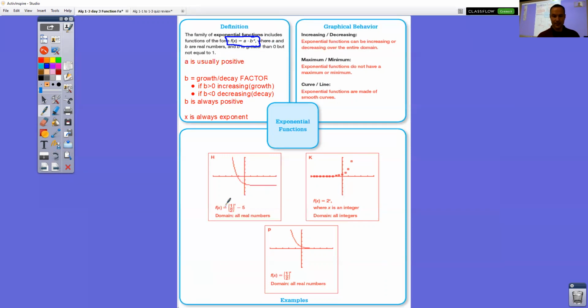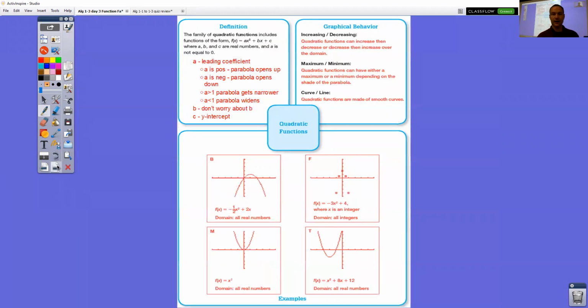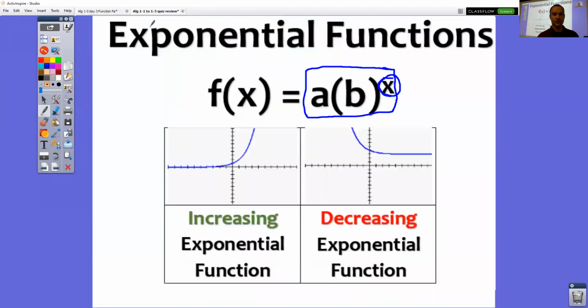Some examples, we might have something like this, f of x equals 1/2 to the x power minus 5. So that's a single curve that goes down. Here we have 2 to the x power, so that's going up. Notice it can be a discrete value as well. Our next one that we're talking about is the quadratic function family.